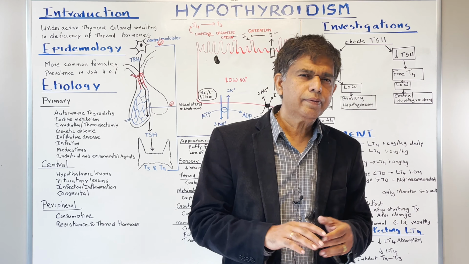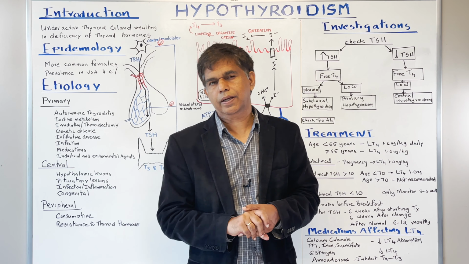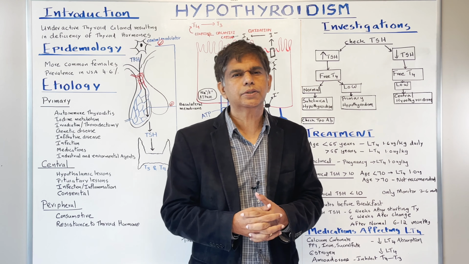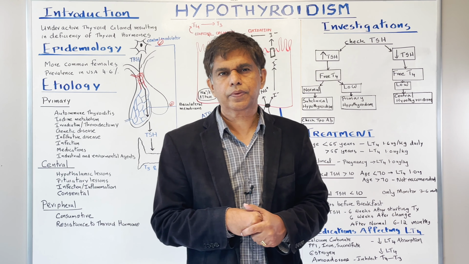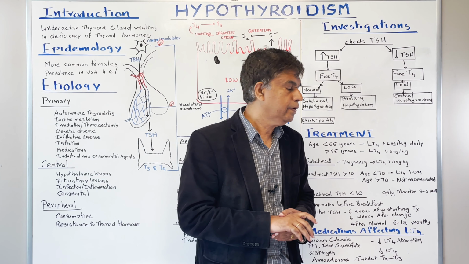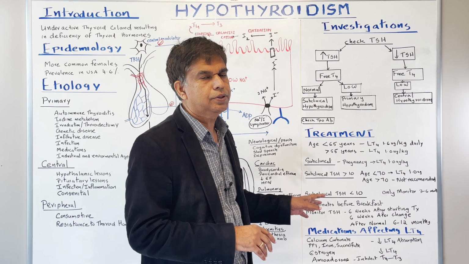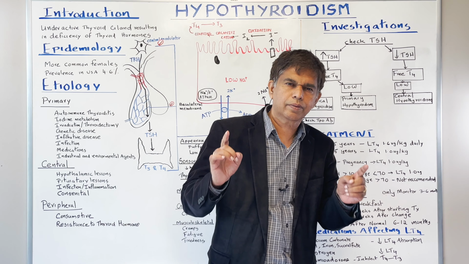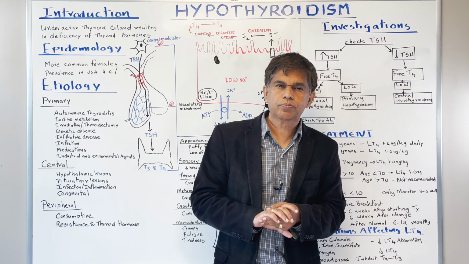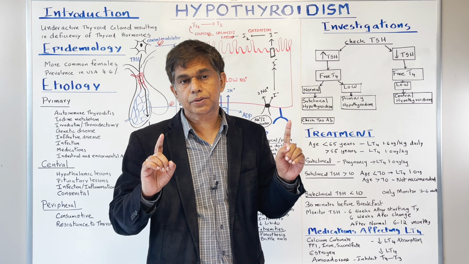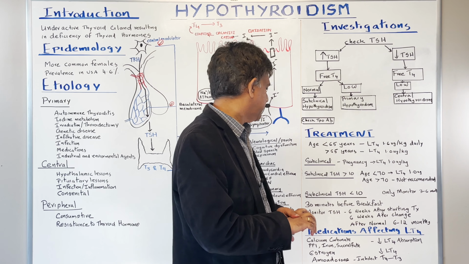Okay, if you have subclinical and the patient has cardiovascular disease, it's probably a good idea to give a low dose of T4. Okay. Now, how do you take this medication? How do you recommend this to the patient? They should take it 30 to 60 minutes before breakfast, which is the ideal time to take the thyroid supplement.